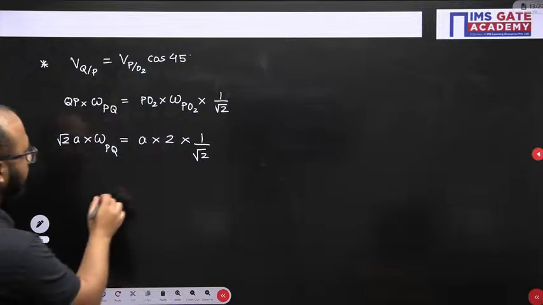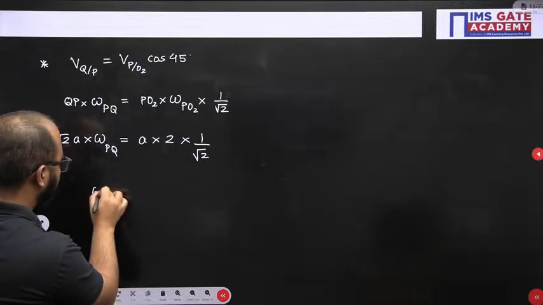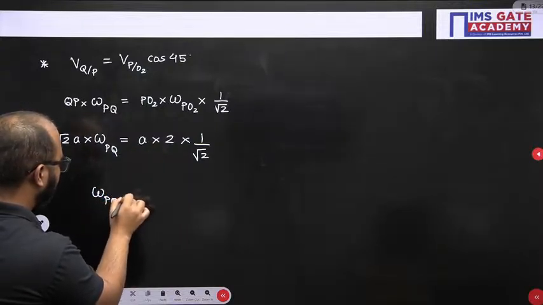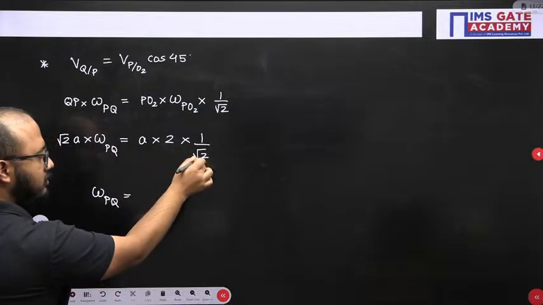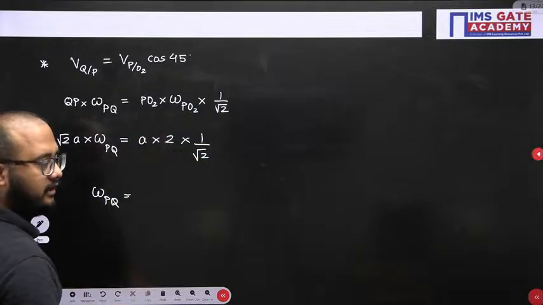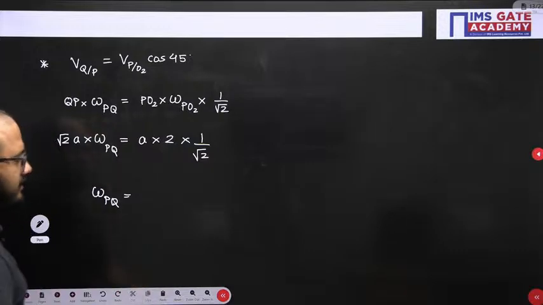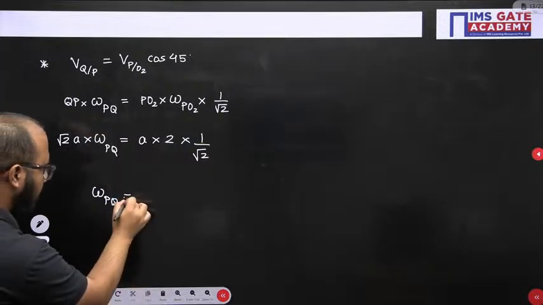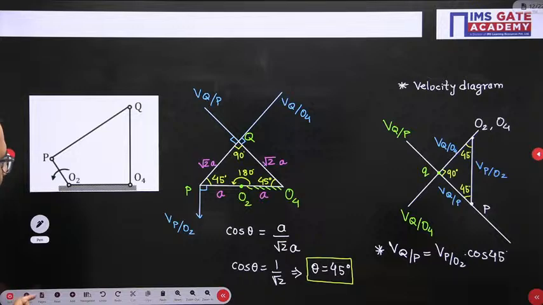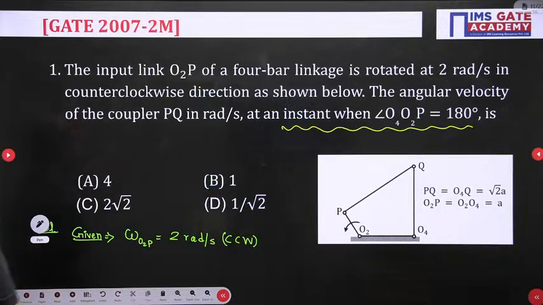So now from here, as A will get cancelled out, omega PQ, this 2 will get cancelled out by root 2, so it becomes root 2 only. Okay, so what will be the answer? What will be your answer? Tell me, there are 4 options available. What will be your answer here finally?